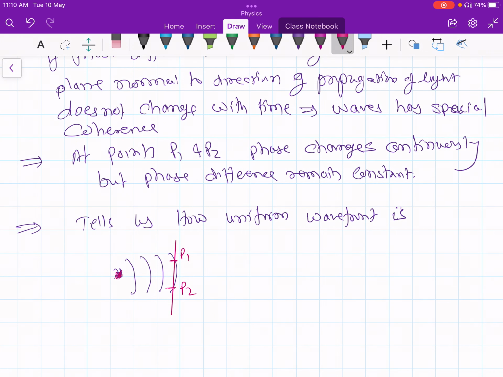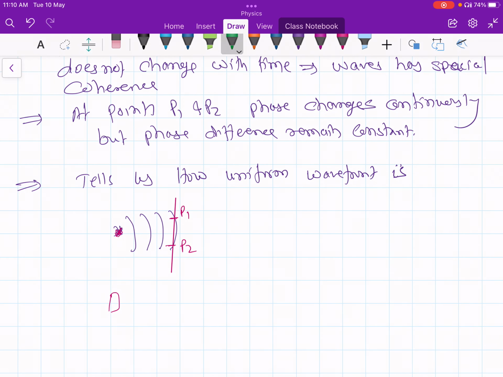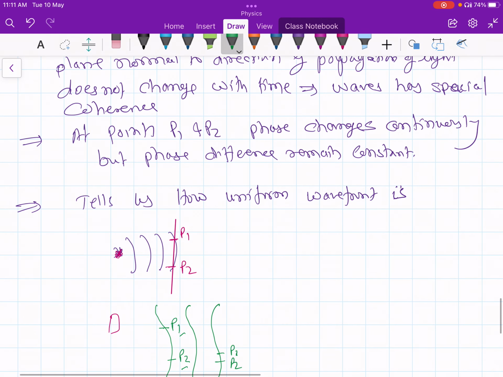But the source is not a point source. The source has some width. So you won't get perfect spherical waves. You may get such wavefronts. And in this case, if point P1 is over here and point P2 is over here, then you cannot correlate the phase at point P1 and the phase at point P2 if the distance between them is large. But if the distance between points P1 and P2 is small, then you can correlate the phase at P1 and P2. So the spatial coherence tells us how uniform the wavefront is.